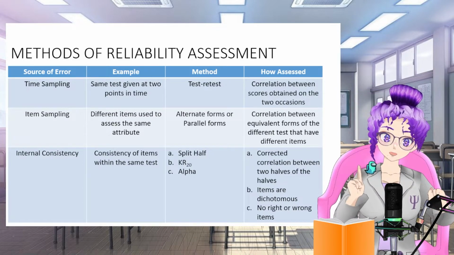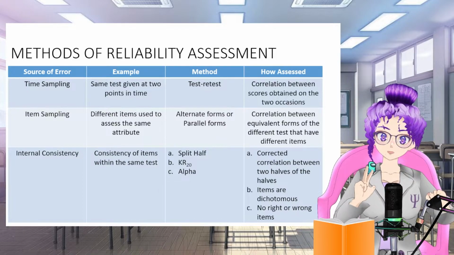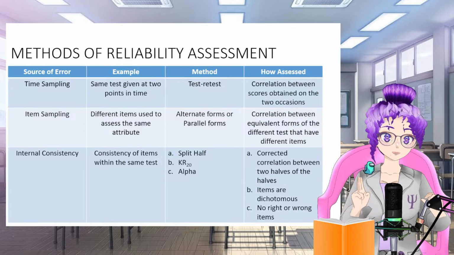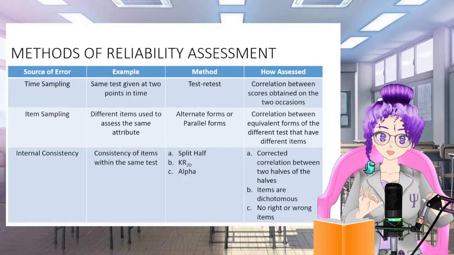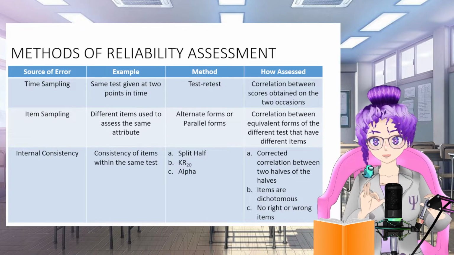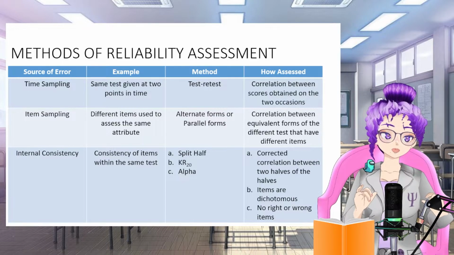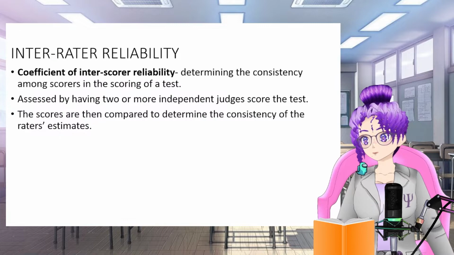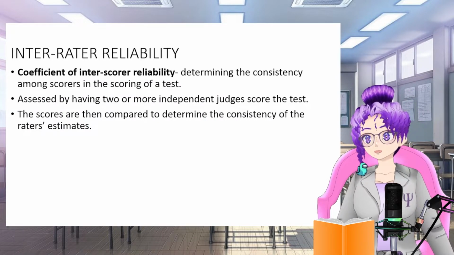The Kuder-Richardson 20 is used if you have dichotomous items where there are right or wrong answers. And the third one, Cronbach's alpha, is used when there are no wrong or right answers. This is used when you want to know how homogeneous or heterogeneous your test items are. Another kind of reliability is what we call inter-rater reliability.